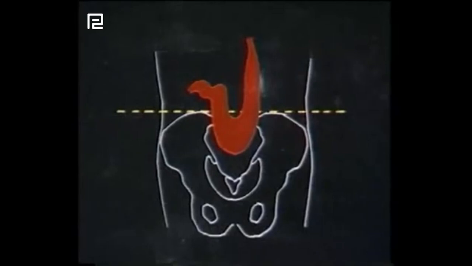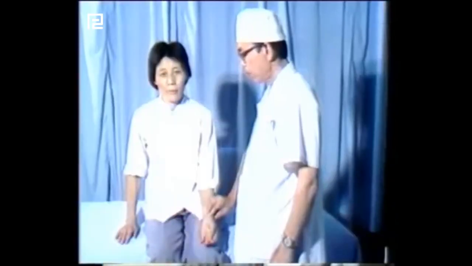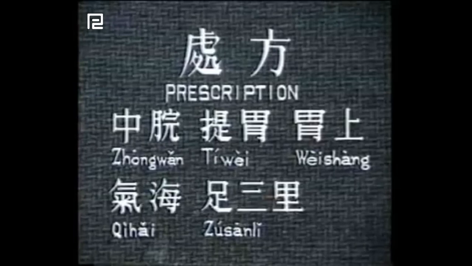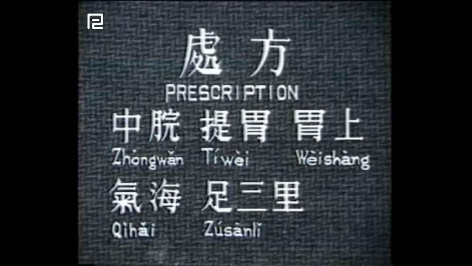For treatment, Zhongwan, Ren 12, Qiwei, extra point, Weishang, extra point, Qihai, Ren 6, and Zusanli, stomach 36, are needled with a twirling and reinforcing method to replenish vital energy and promote the function of the stomach. After routine sterilization, puncture Zhongwan, Ren 12, to strengthen qi of the stomach.